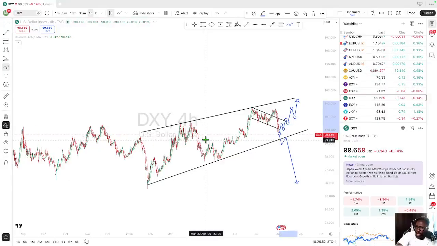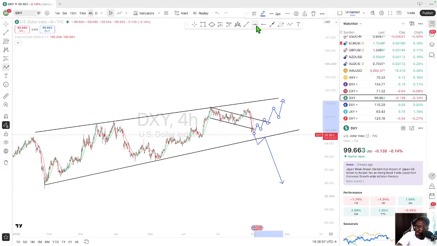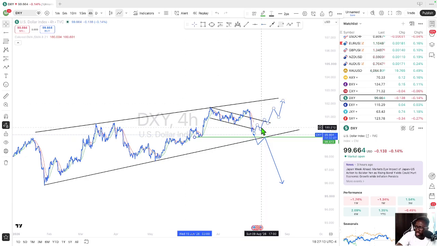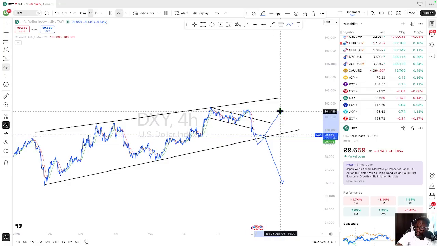Overall, we have bullish momentum. So what I'm looking for is to see if the dollar is going to break this level, or break that level right there, or come and respect it. Is the dollar going to come to this level and shoot back up? So right now I'm not looking at anything until Tuesday.